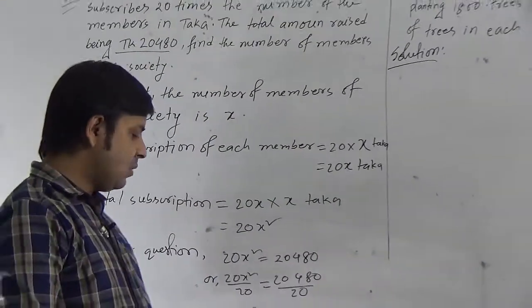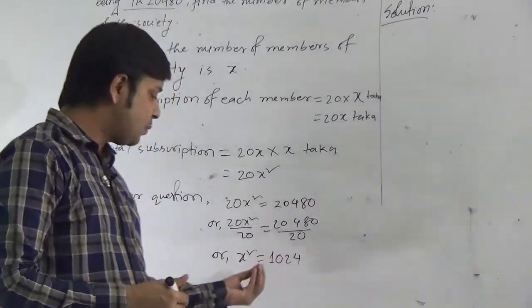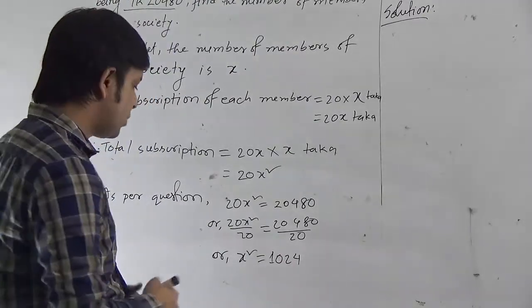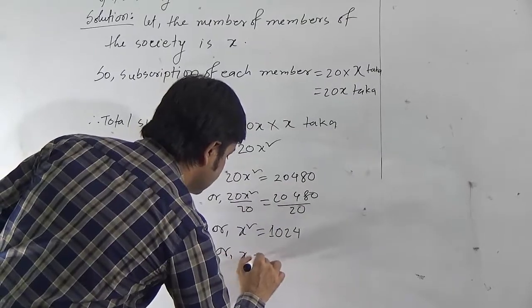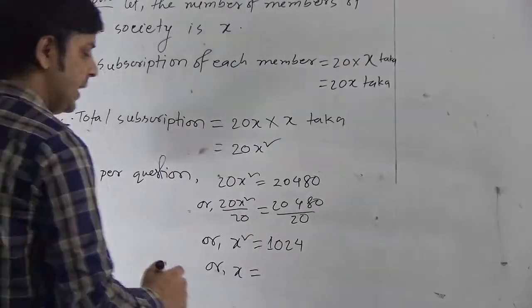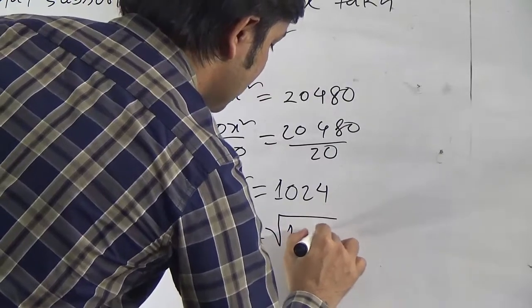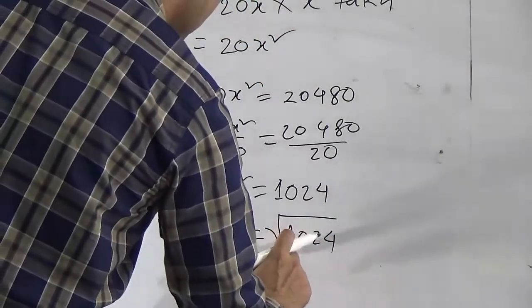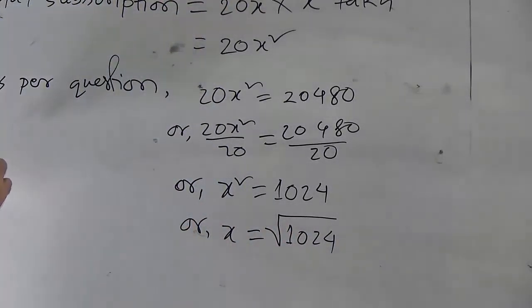To find the value of x, on the left side there is x square. So we have to take the square root on both sides. If we take the square root on both sides, on the left side we will get x, and on the right side we will get the square root of 1024. Dear students, you know how to find a square root. Now I am showing this here.